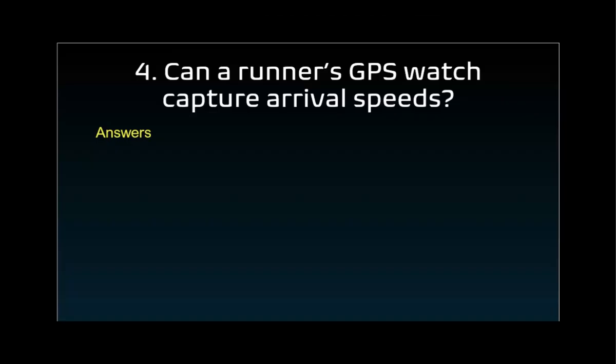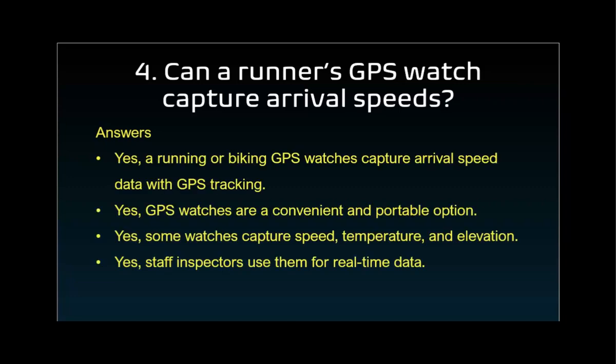Question number 4. Can a runner's GPS watch capture arrival speeds? Well, the answer is yes. A running or biking GPS watch can capture arrival speed data with GPS tracking. And yes, GPS watches are a convenient and portable option. And yes, some watches capture speed, temperature, and elevation. And yes, staff inspectors should use them for real-time data.